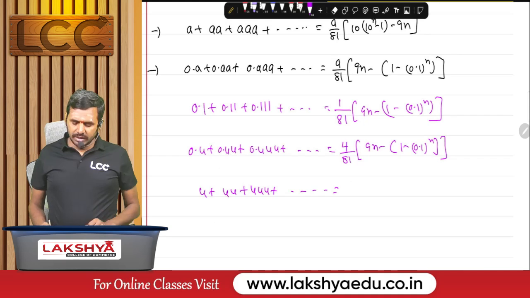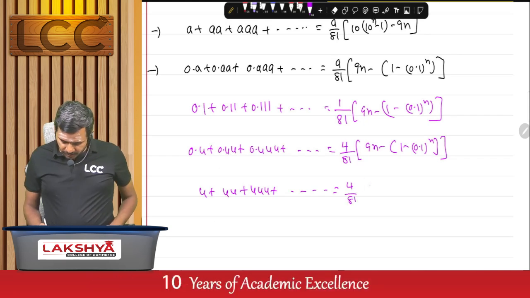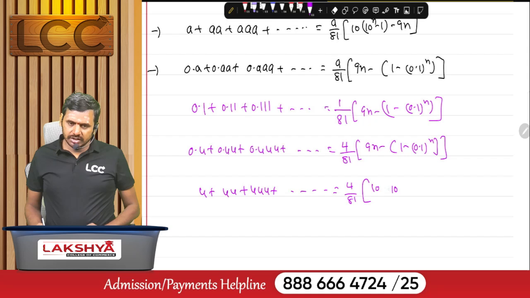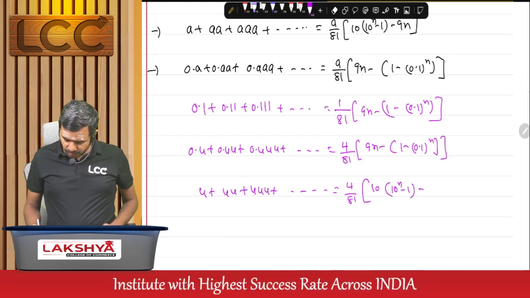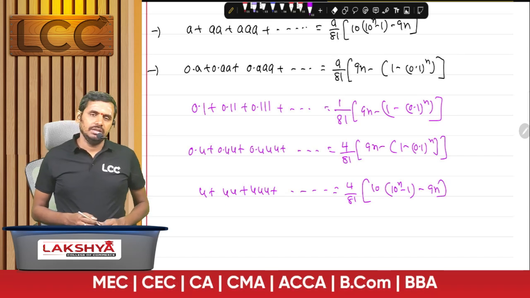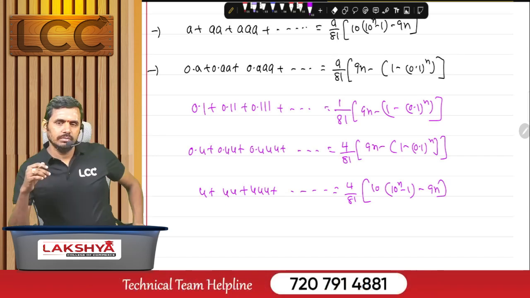Suppose a question is 4 plus 44 plus 444 plus and so on. What is the sum of n terms? 4 by 81 into 10 into, because it looks like the first property, not the second property, 10 into (10 power n minus 1) minus 9n. These are the main properties of GP.